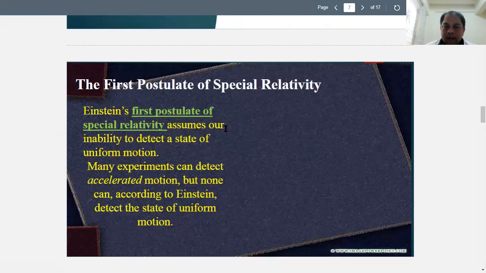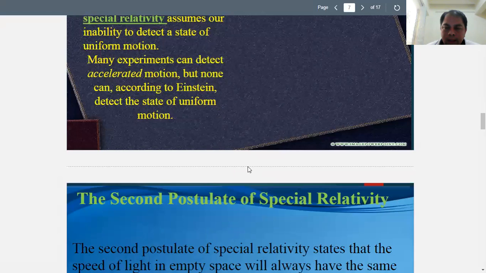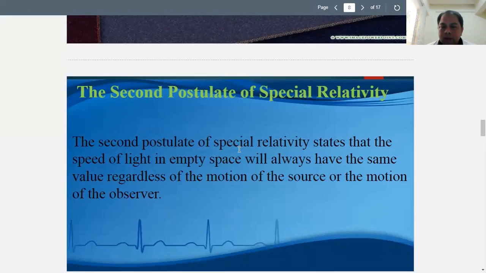Next, Einstein's first postulate of relativity assures our inability to detect a state of uniform motion. Many experiments can detect accelerated motion, but none, according to Einstein, can detect the state of uniform motion. So that's the case. The player of the pool game will not notice anything, even though the boat is actually moving. Now let's go to the second postulate.